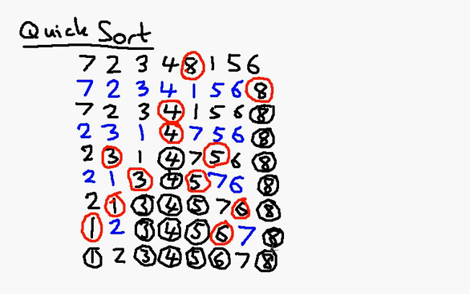Now, if you get to the stage where you only have numbers stuck between two used pivots, okay, so singular numbers, so in this case the 2 and the 7, there are no numbers either side for us to compare it with, okay, because all the comparisons have now been completed. So this is our finished list: 1, 2, 3, 4, 5, 6, 7, and 8.